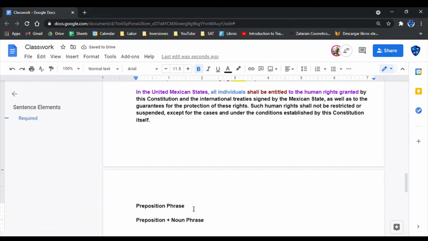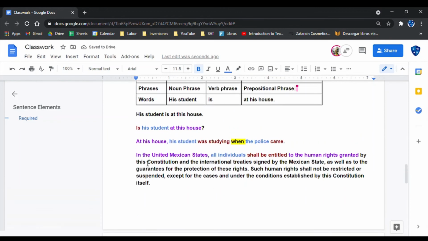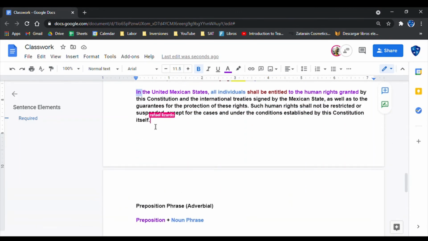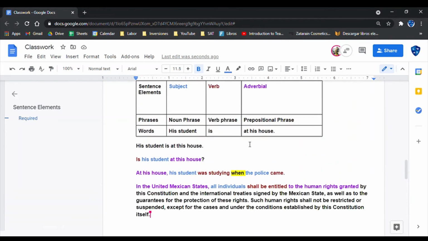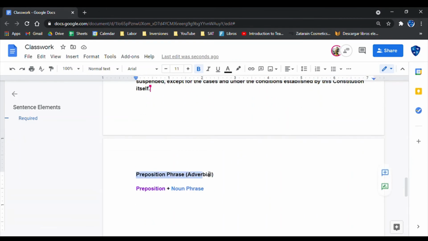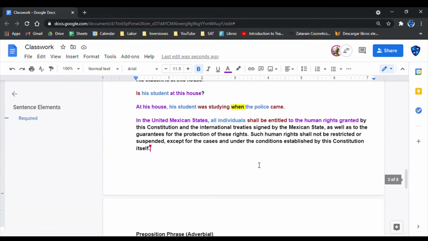This is a prepositional phrase, and in the sentence element, it is an adverbial. In the phrase, it's a prepositional phrase. We have, Ralph, a preposition, and then we have a noun phrase. So the prepositional phrase has two parts. You see, in is the preposition, and then the United Mexican States is a noun phrase, right? At is a preposition, his house is a noun phrase. So the prepositional phrase begins with the preposition.